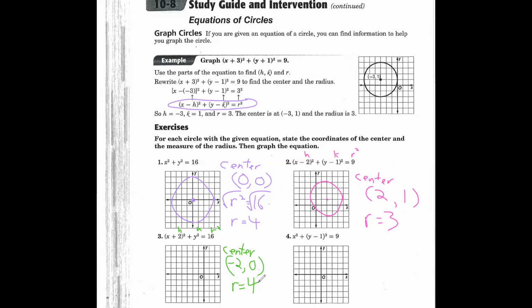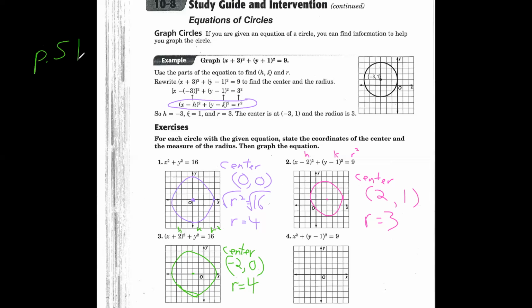So graphing -2, 0, right there. Radius of 4, so going out 4 in each direction. But again, it doesn't have to be perfect. So yeah, that's what we're doing today.